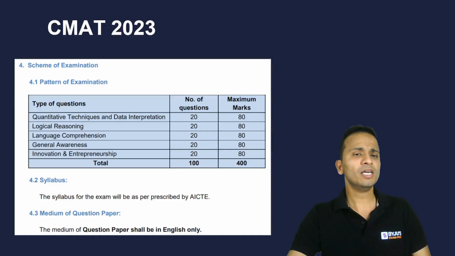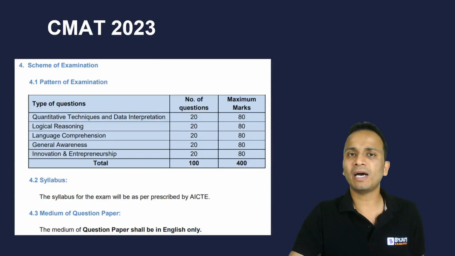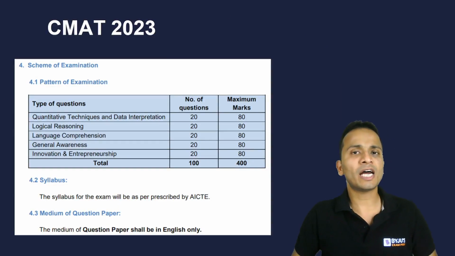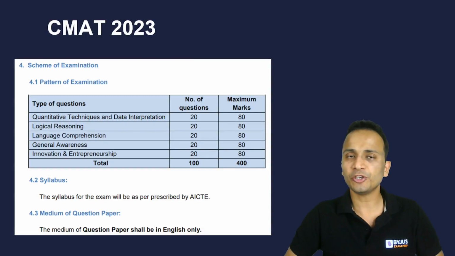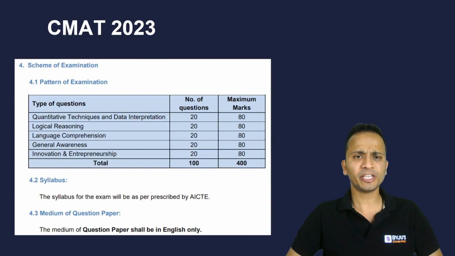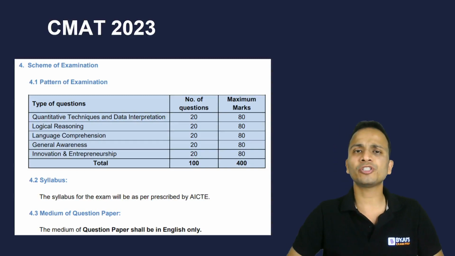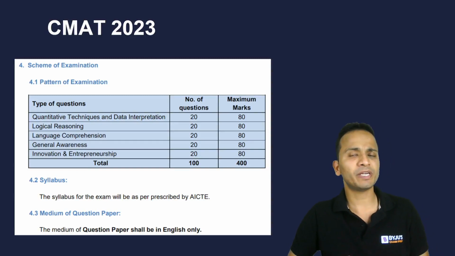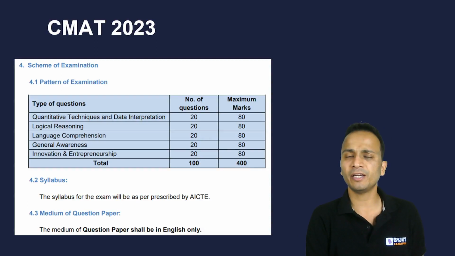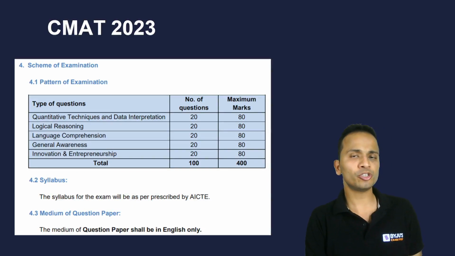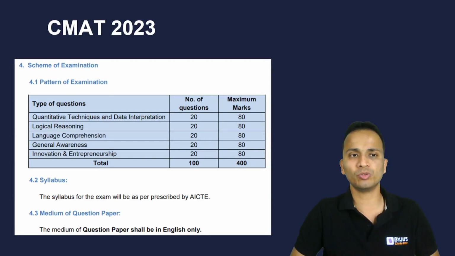So, first of all, talking about the pattern of CMAT. Total 100 questions are divided into 5 sections having 20 questions each. Now, the first section is quantitative techniques and data interpretation. Out of these 20 questions, you may expect 4 or 5 questions from data interpretation and the rest from quantitative aptitude.